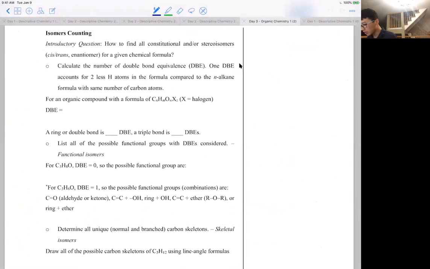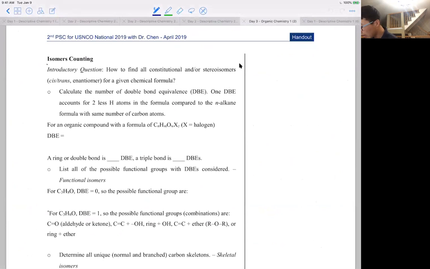Okay, next part is very important, which is called isomer counting. So first, I want to introduce a very important concept, which is called DBE, double bond equivalence. We can also say unsaturated degree or electron deficient index. All of those are the same. Pretty much the idea is how many pairs of hydrogens are lacking compared to the saturated normal alkane with the same number of carbon.